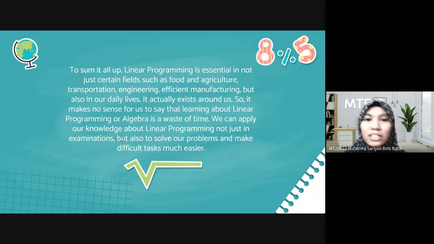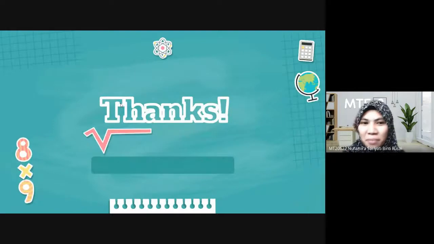So it makes no sense for us to say that learning about linear programming or algebra is a waste of time. We can apply our knowledge about LP not just in examinations, but also to solve our problems and make difficult tasks much easier. So that's all from me.